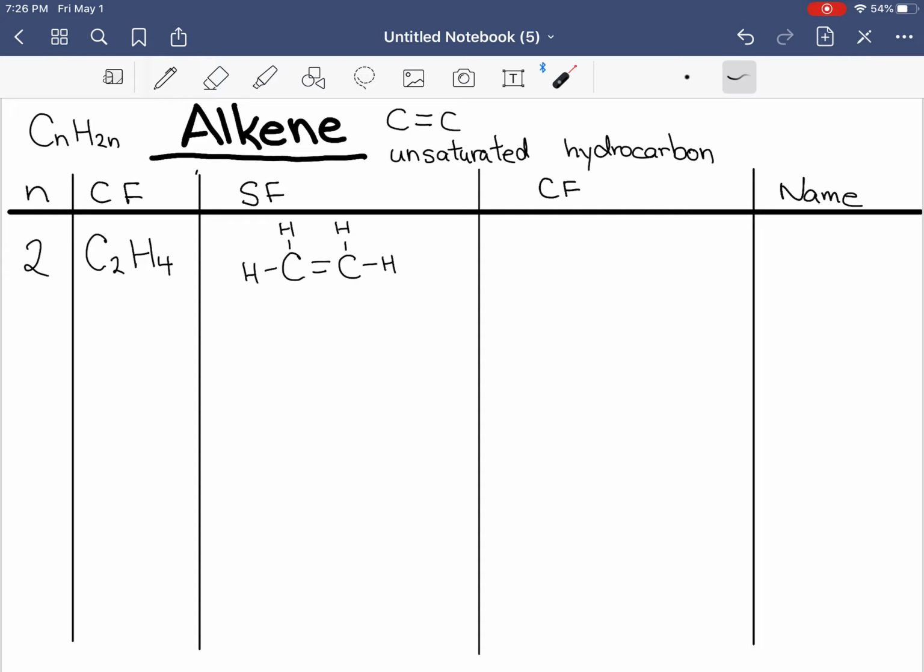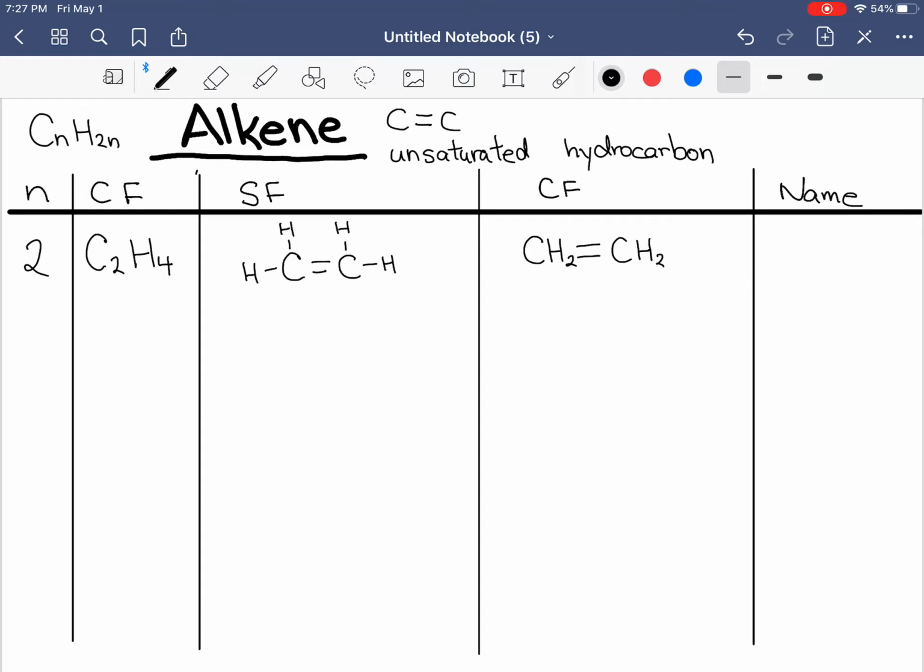Now, condensed formula wise, how am I going to illustrate this? Just like what we did with alkane. We have carbon bonded to the amount of hydrogen, and then we're going to make a double line which indicates that this carbon is double bonded to another carbon, which is also connected to 2 hydrogen. So that's how you write the condensed formula for this little guy right here.